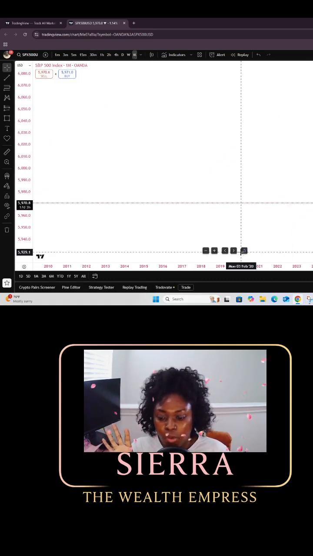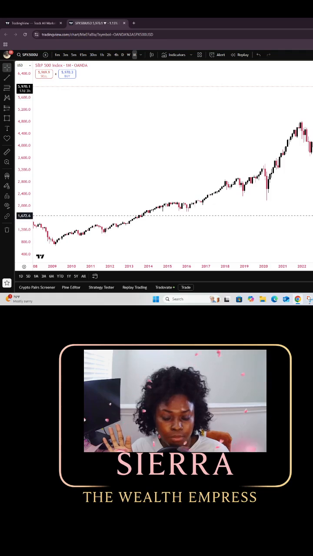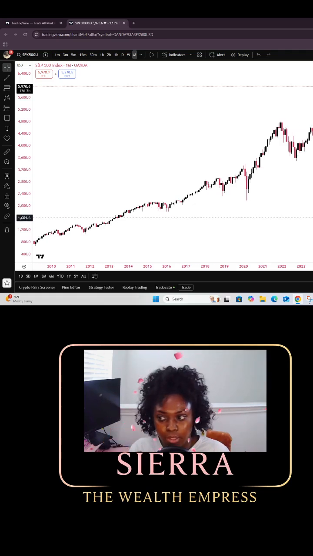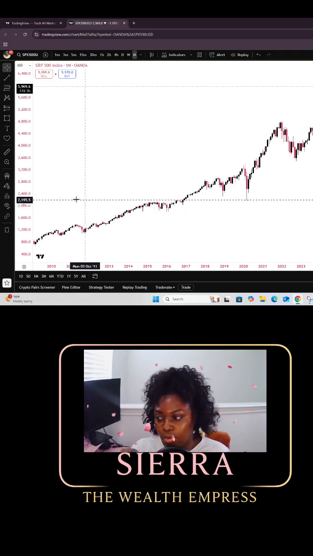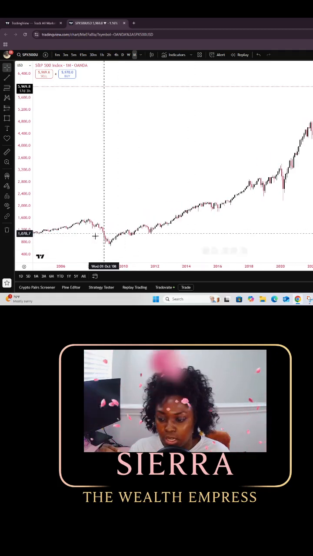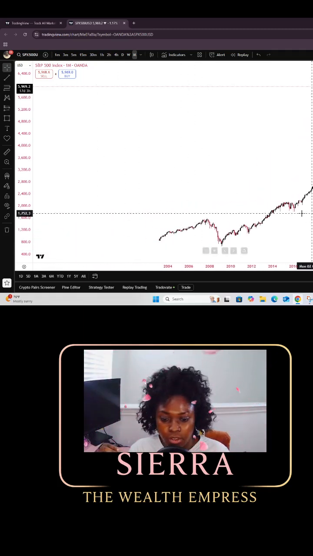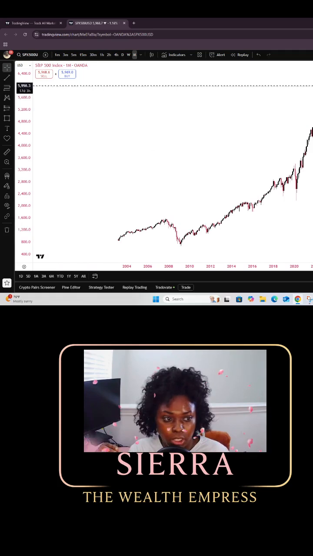Okay, so we're going to do structure on SPX, right? Because SPX, NAS, and US30 structure is a little different, because as you can see, we don't have all of those ups and downs. It's mainly a bullish pair.